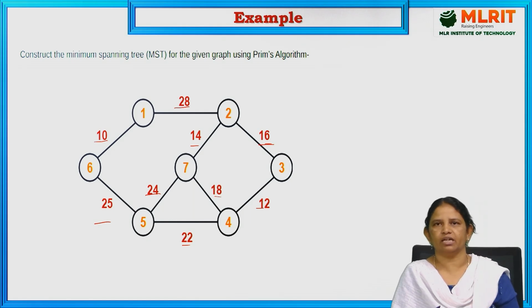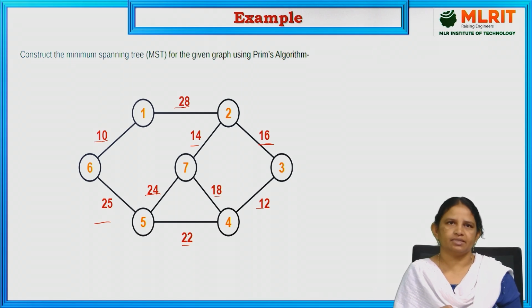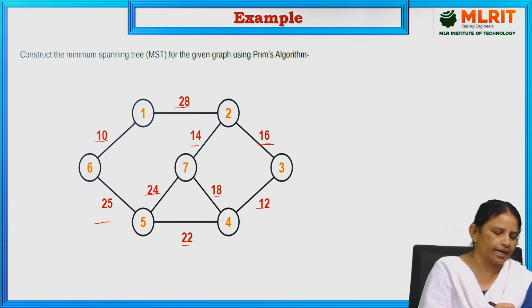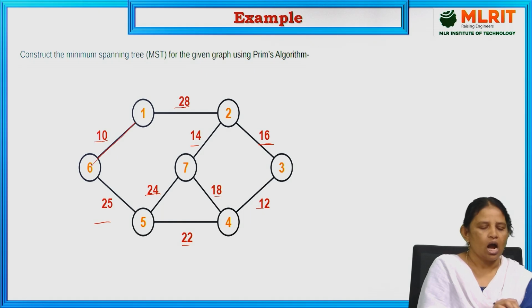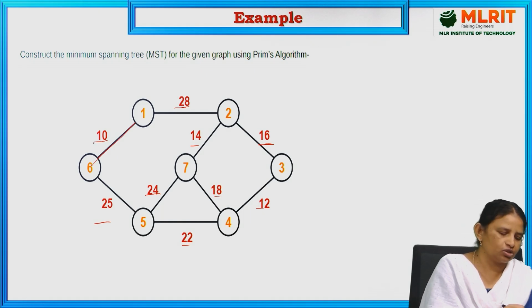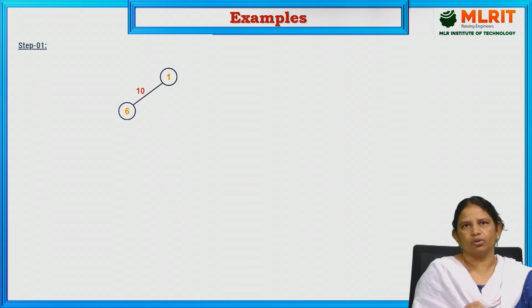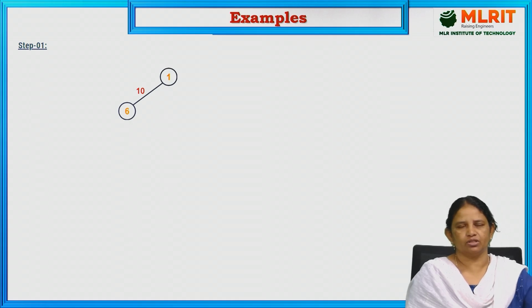We can say that it is a weight. What is step number 1 in the case of Prim's algorithm? We have to choose an edge with the least cost. Among all the edges, the least cost is 1 to 6, that is 10, which is included in the spanning tree.